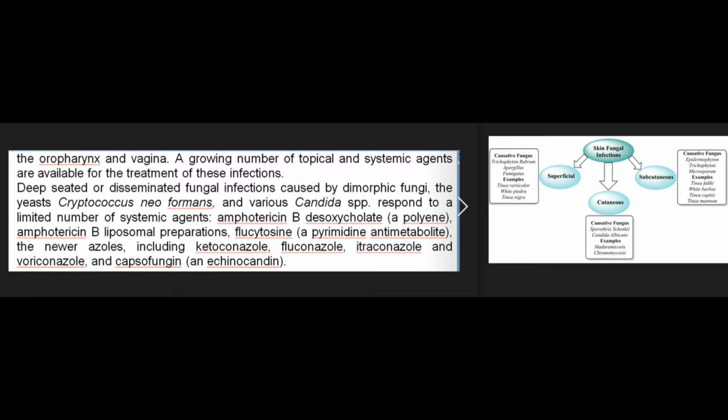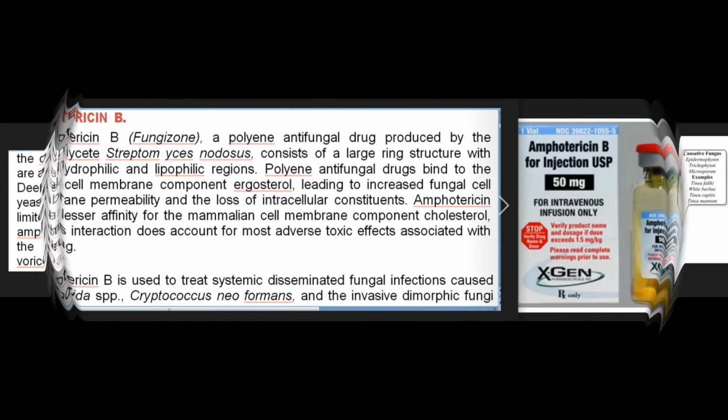Deep-seated or disseminated fungal infections caused by dimorphic fungi, the yeasts Cryptococcus neoformans, and various Candida species respond to a limited number of systemic agents: amphotericin B desoxycholate, a polyene; amphotericin B liposomal preparations; flucytosine, a pyrimidine antimetabolite; the newer azoles, including ketoconazole, fluconazole, itraconazole, and voriconazole; and caspofungin, an echinocandin.